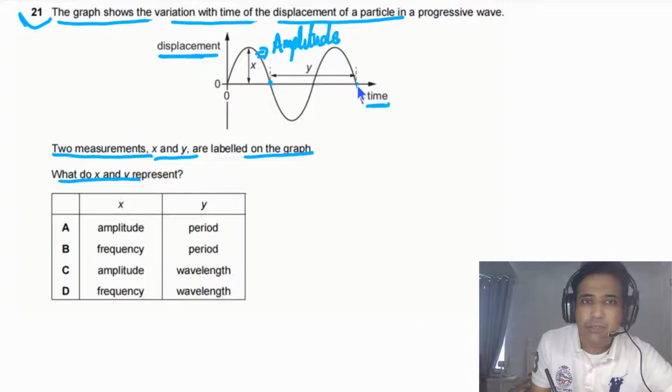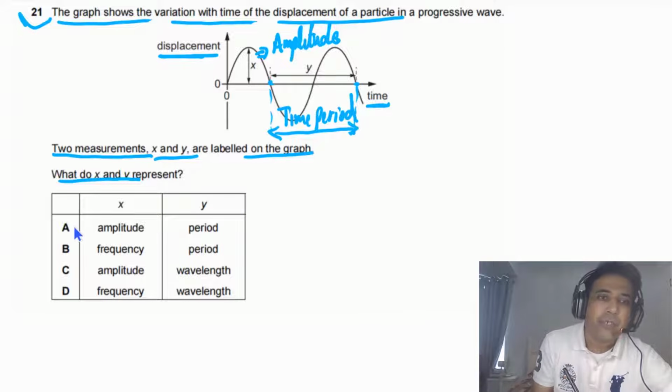And this is the time period. So this is the time period for one complete cycle. For one complete cycle, the time taken is the time period. So this is one complete cycle, so this time is the time period. So the answer for this question has to be A.